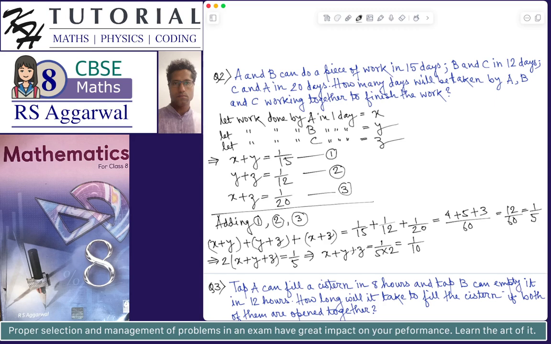Now what is x plus y plus z? X plus y plus z is the work done by A plus B plus C in one day. That is, when all of them are working together, the work done in one day by all of them is 1 by 10. So applying the second rule of time and work, we can say that they will complete the work in 10 days.